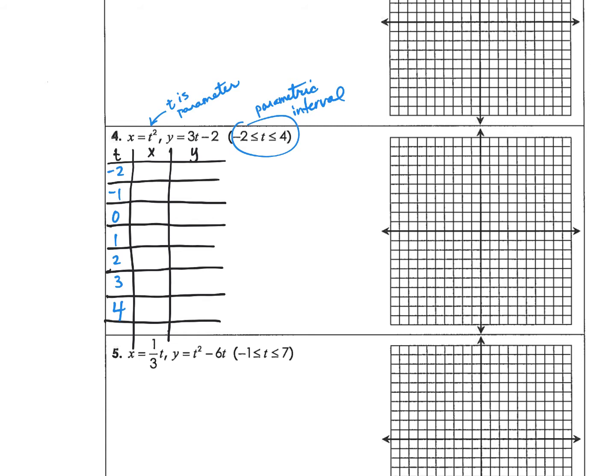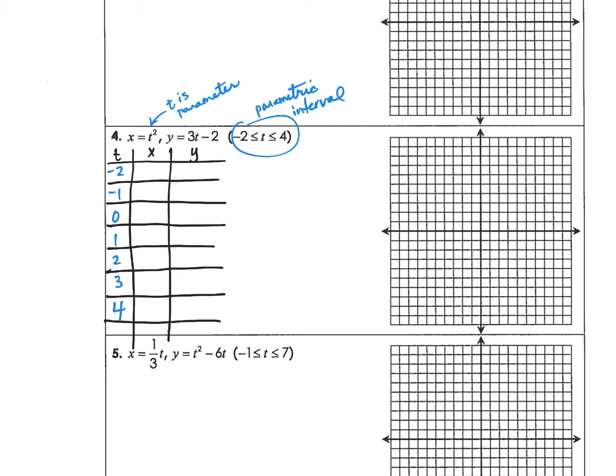Hit mode, go down to function, go over to parametric, hit highlight, quit out of that. Make sure your stat plots are off, y equals. Clear both of those out, and then put these in. So we have t squared for the first one, 3t minus 2 for the second one.